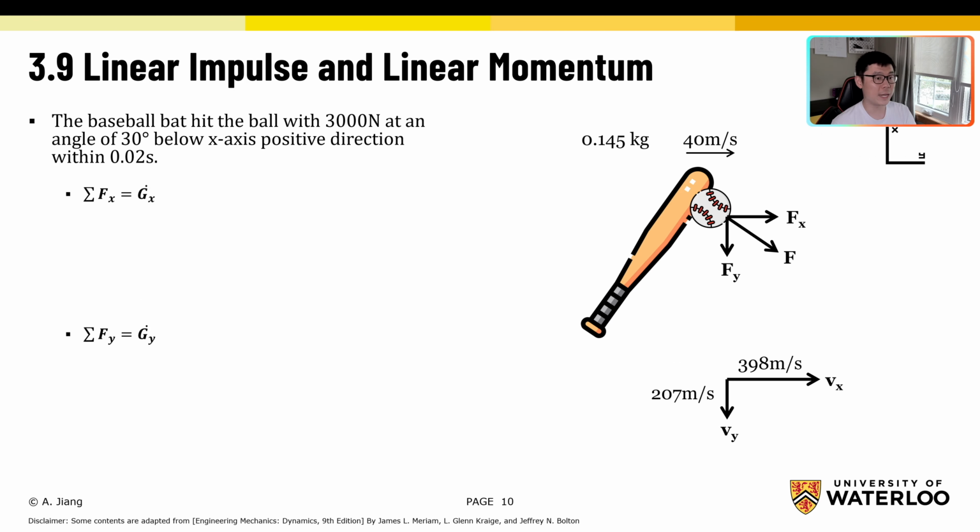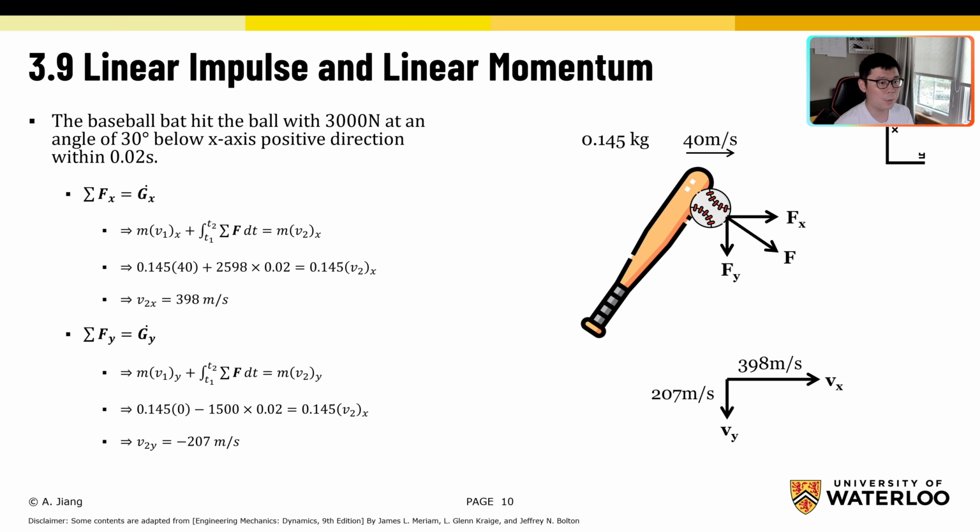Now we are ready to do this again. We can use the equation we just developed to find out the velocity after the baseball was hit. Substituting the proper values into each variable, we can get the velocity after hitting the bat. Clearly, you can see the velocity is almost 400 meters per second in the x direction and 200 meters per second in the y direction. Altogether it will probably be over 400 meters per second.